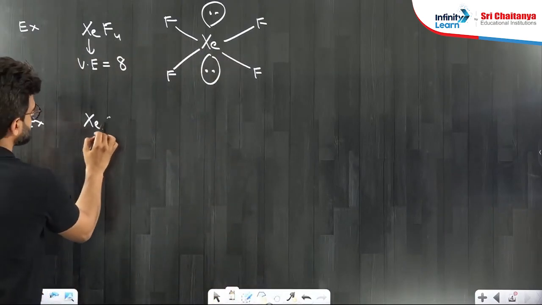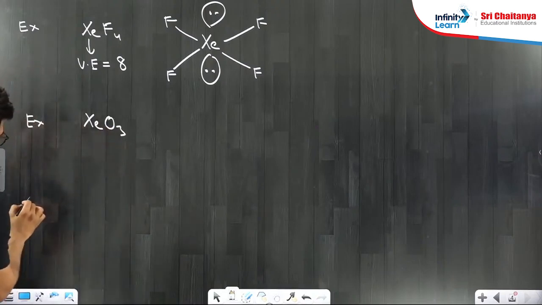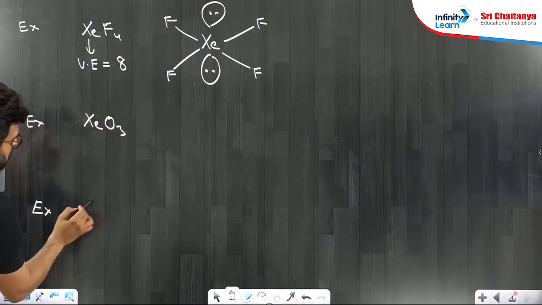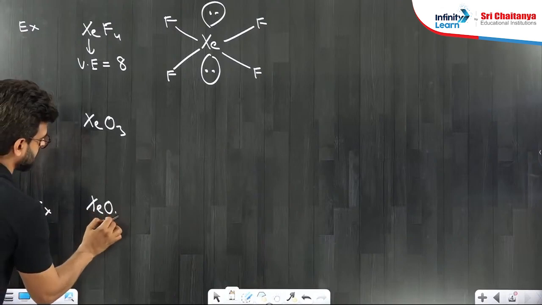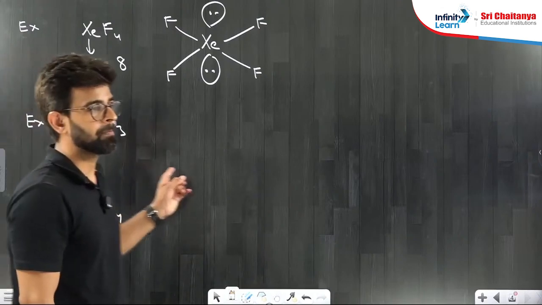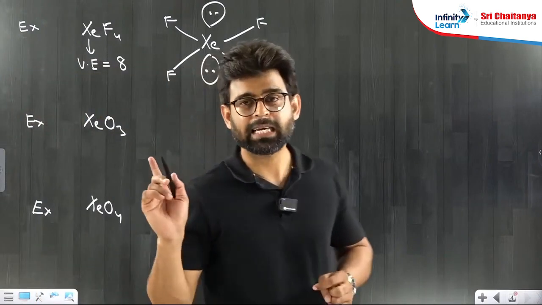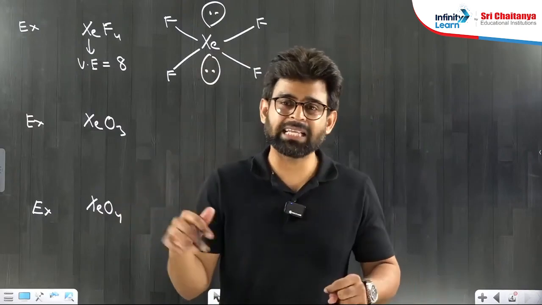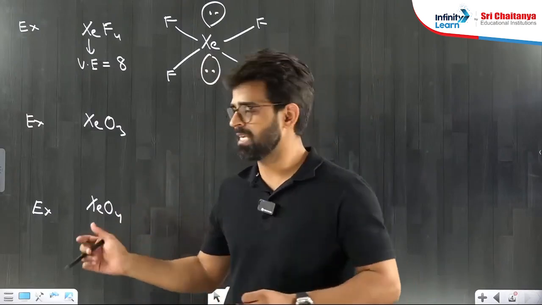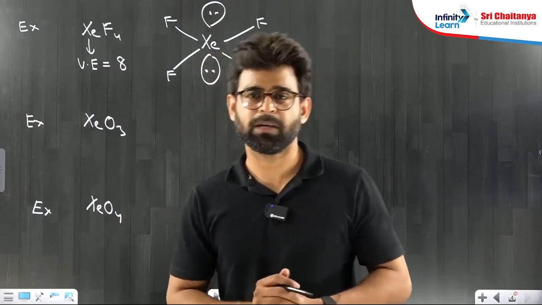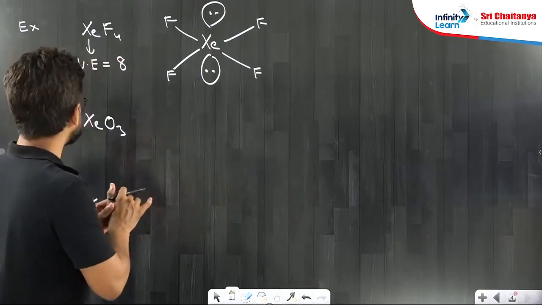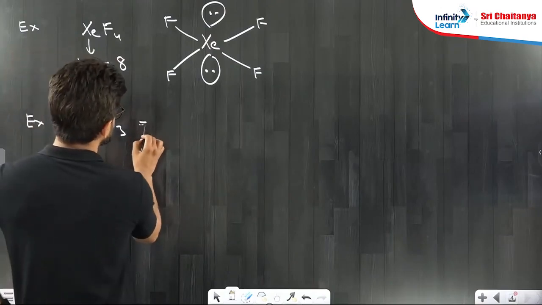Please try the same way. I am giving you next XeO3 and next one XeO4. So please, everyone tell me. Does XeO3 have any lone pair, or does XeO4 have any lone pair? Please answer that way. Fast. Okay, look at this. First of all, we are looking at XeO3. Fine.